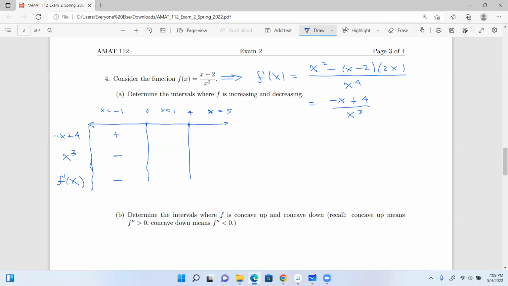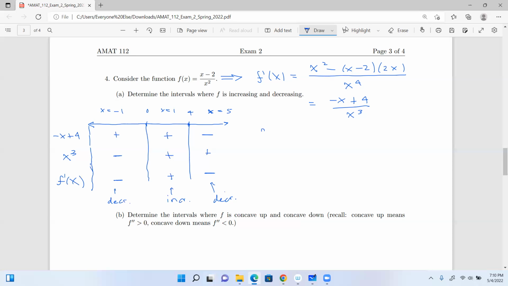On this interval, when x is 1, we get negative x plus 4 is positive still. X to the 3rd is positive, and so f prime is positive overall. And then for this interval, when x is 5, the first expression is -1, so this is negative. X to the 3rd will be positive, so this is negative. So this is decreasing, this is increasing, and then this is decreasing.